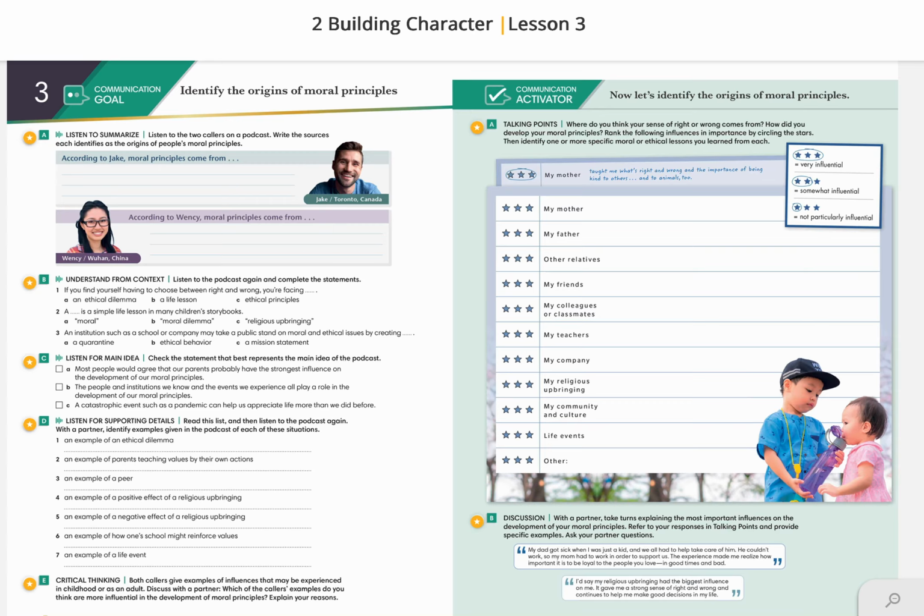The title is Identify the Origins of Moral Principles. So in the first part we have listen to summarize. You have to listen to the two callers on a podcast. You have to write the sources each identifies as the origins of people's moral principles.